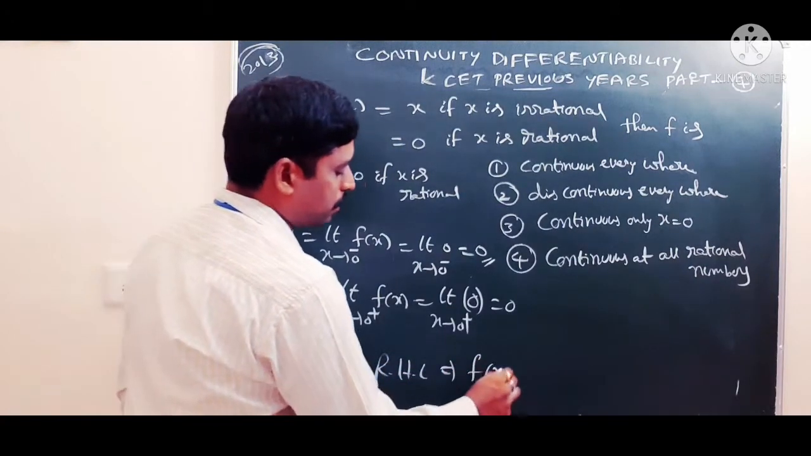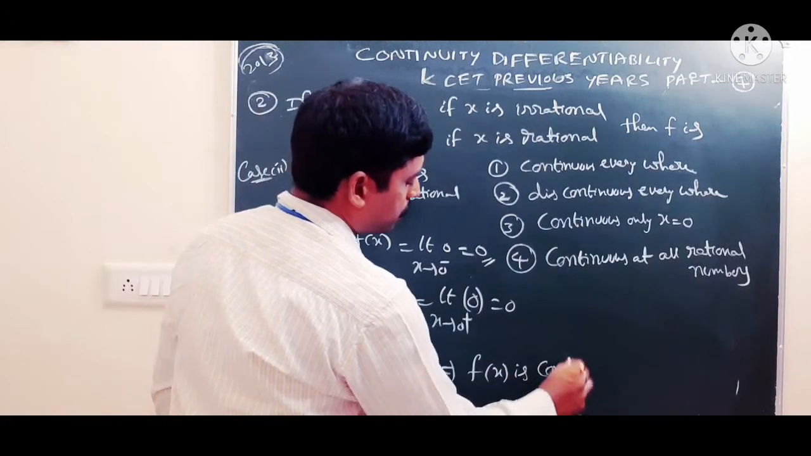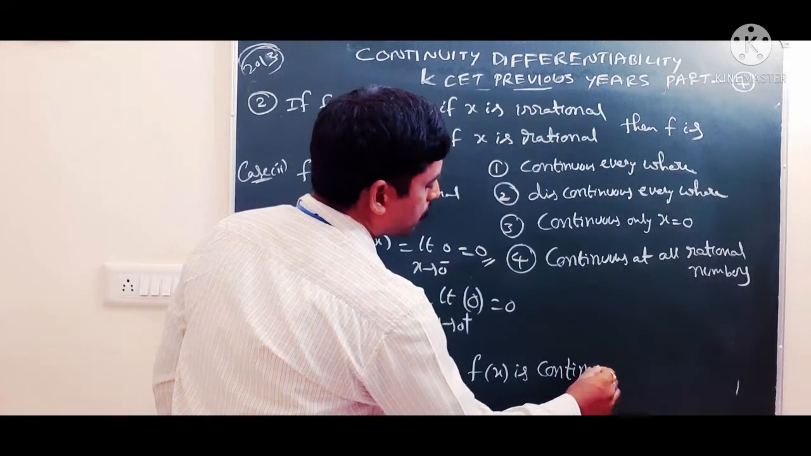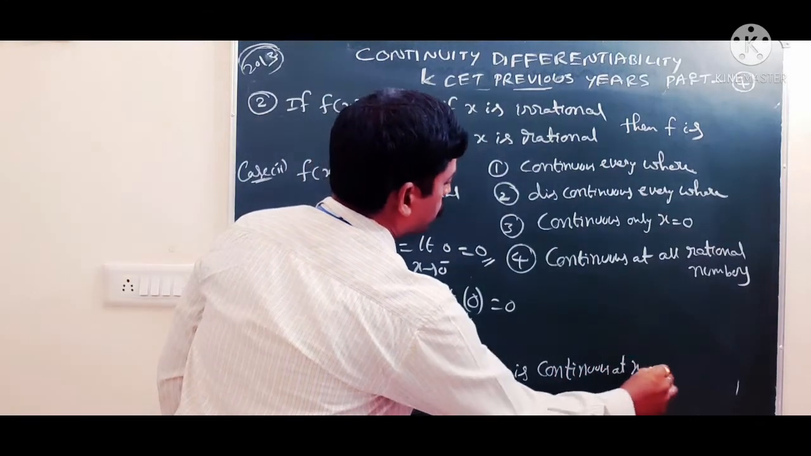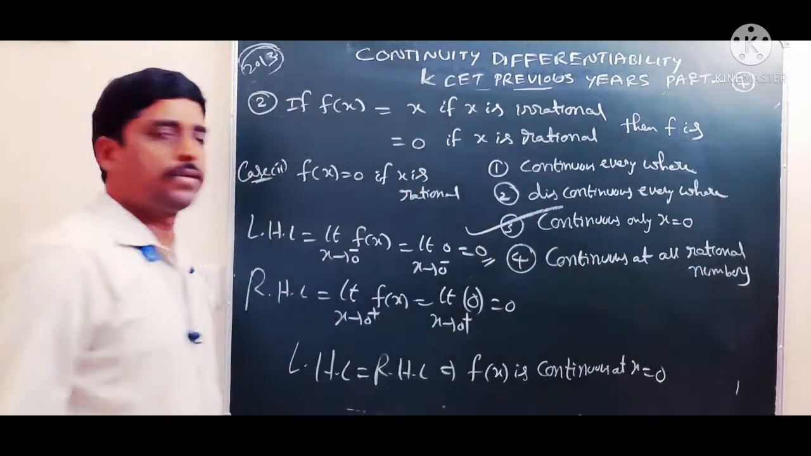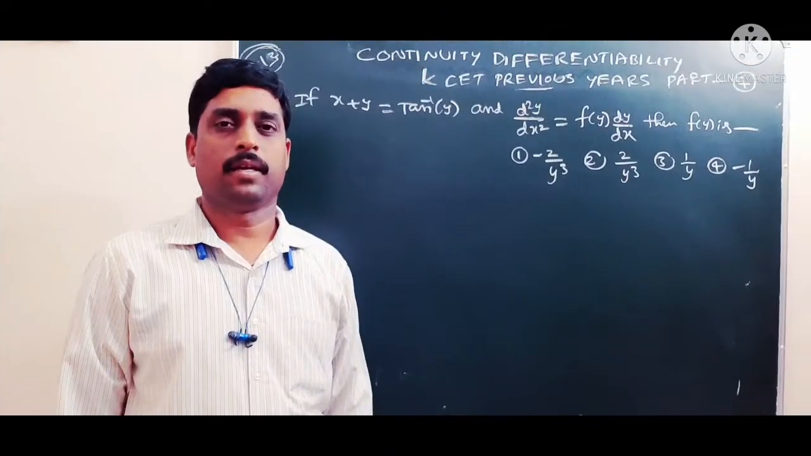Therefore f of x is continuous at x equal to 0. So which option is correct? Continuous only at x equal to 0, correct. Let us go to the next problem.